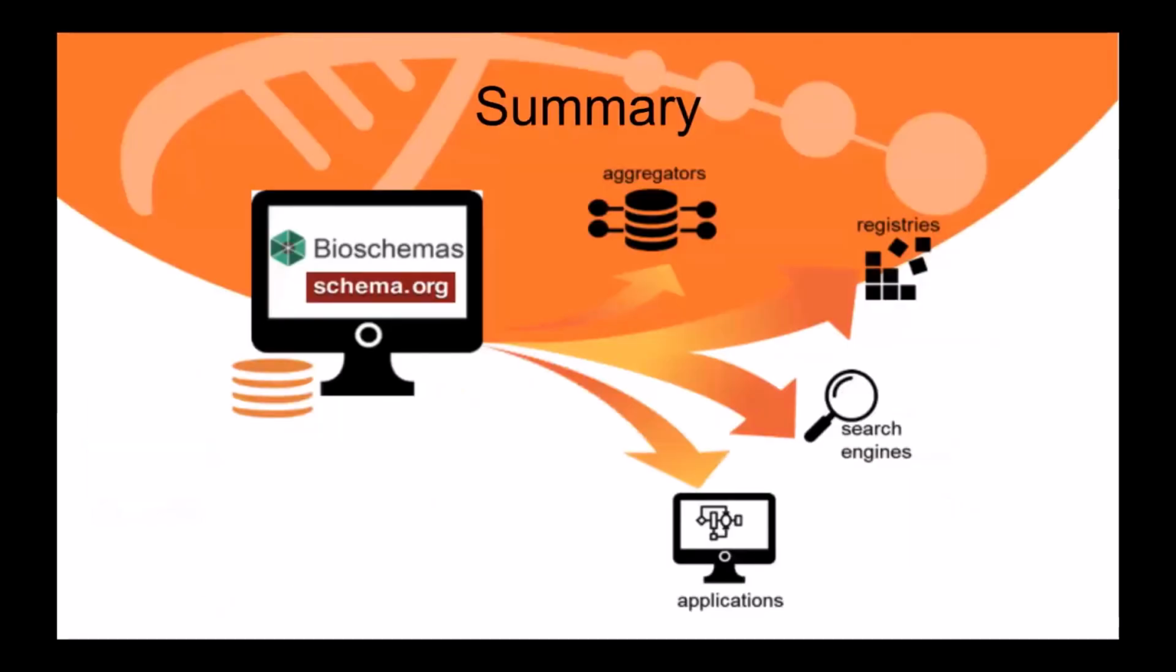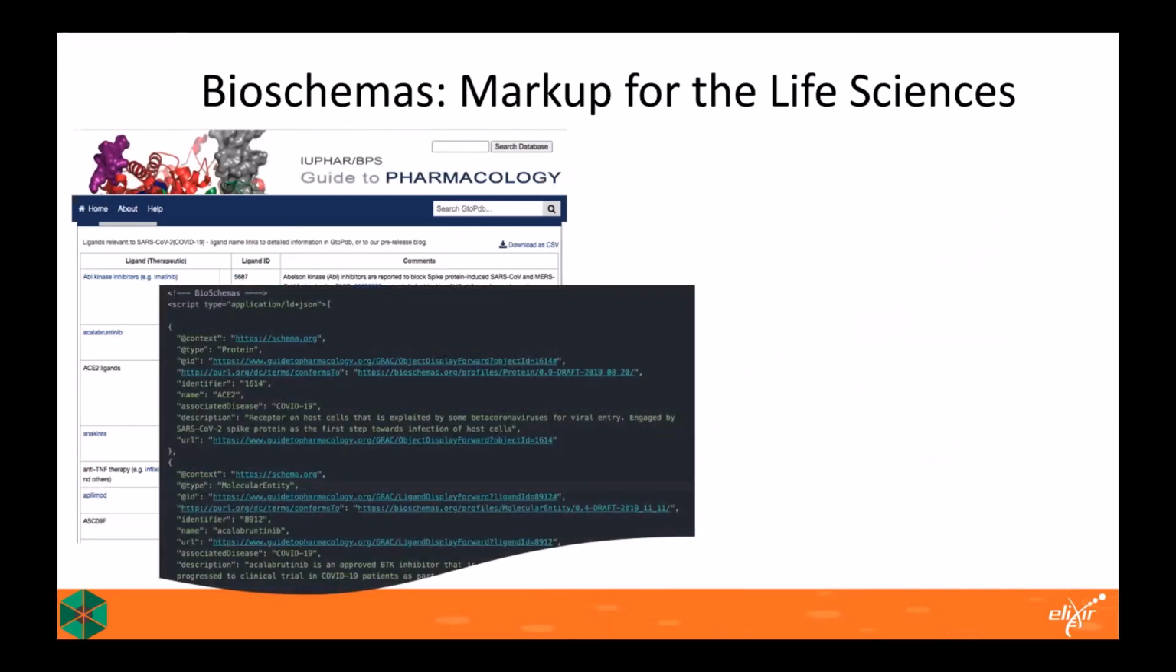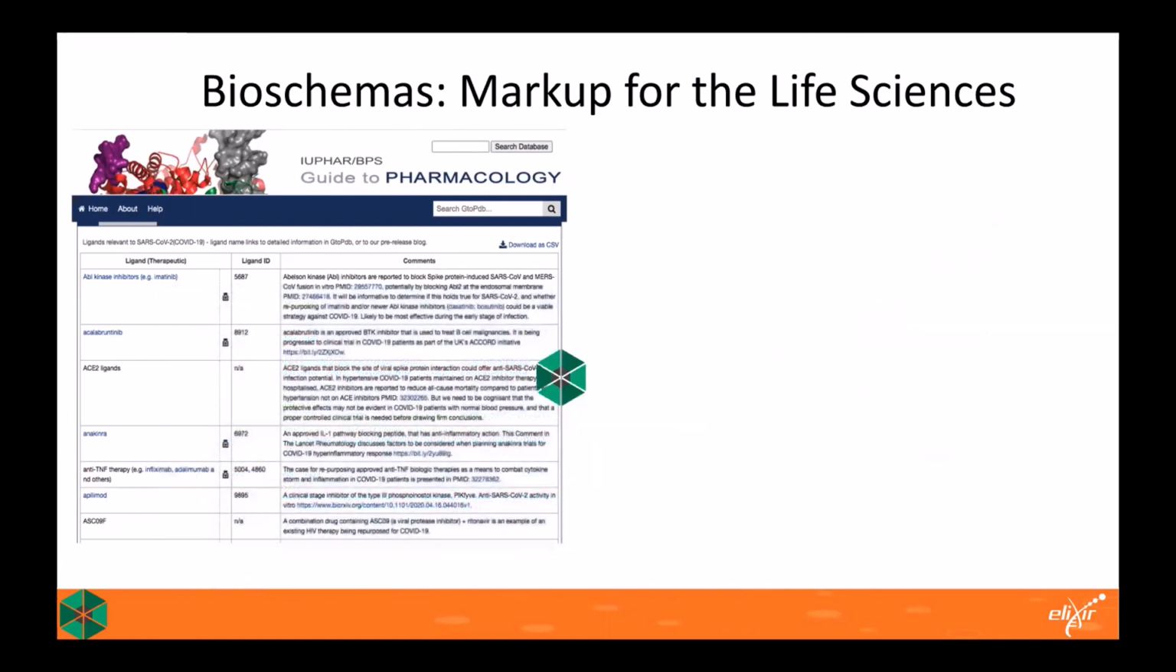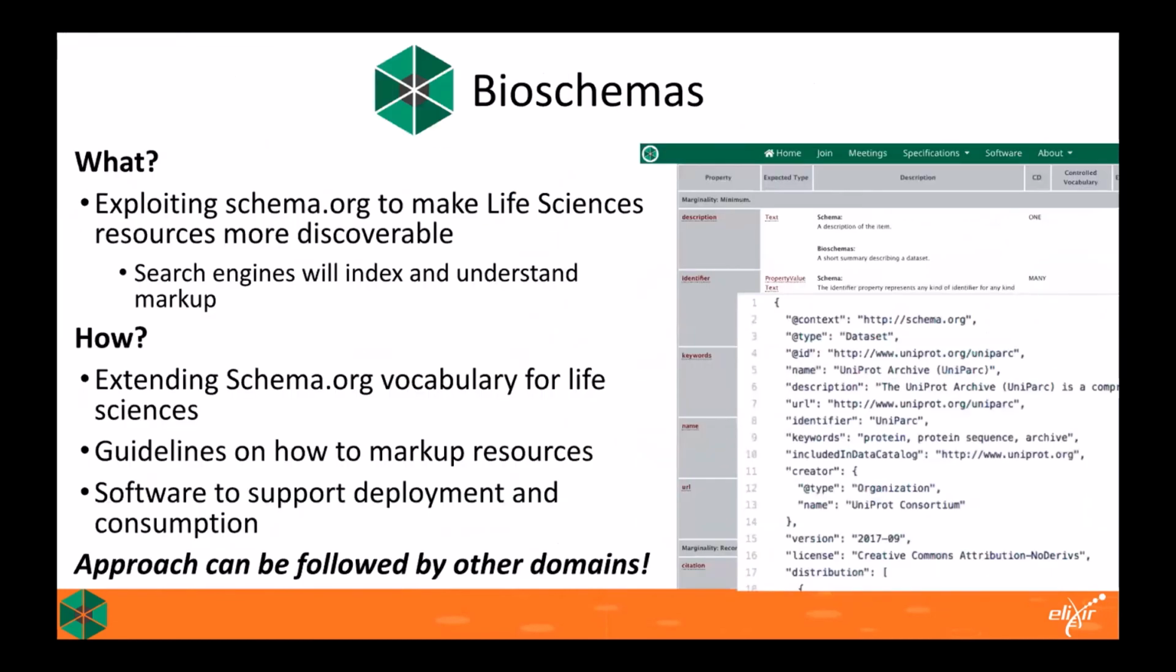So in summary, Bioschemas is about adding machine readable markup, a lightweight description of your resource within the web page so that it can be exploited by others. So it's openly extractable and reusable. And our approach is to extend the search engine optimization vocabulary of schema.org with life sciences terms and concepts.